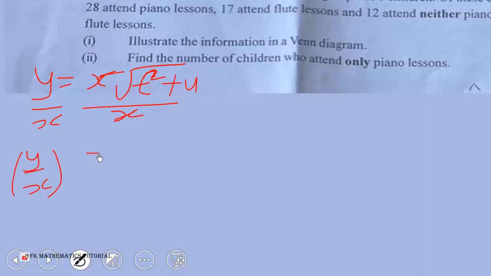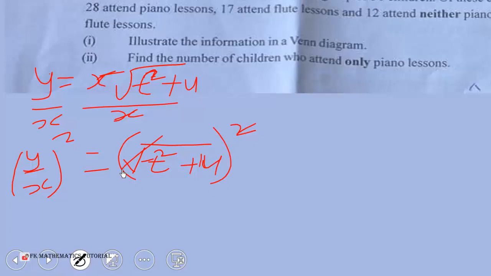Y over x is equal to square root of t squared plus u. So what do we do next? Yes, we square both sides. You got it right. So this will get rid of that. Then we have y squared over x squared over here is equal to t squared plus u. Now what do we do next? Good. We make t squared the subject.